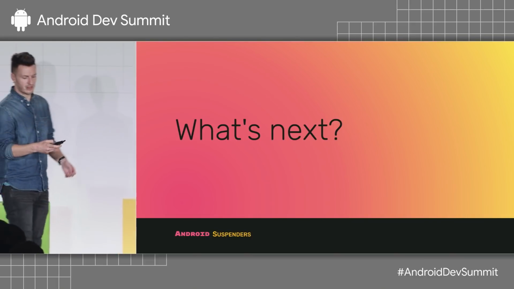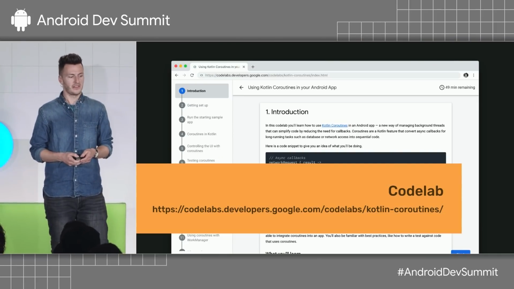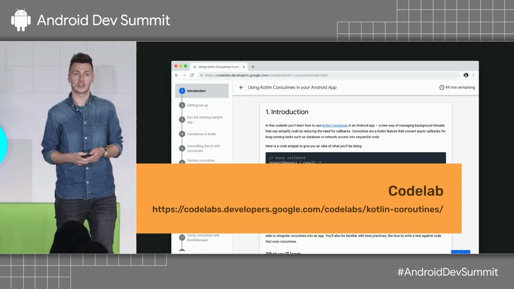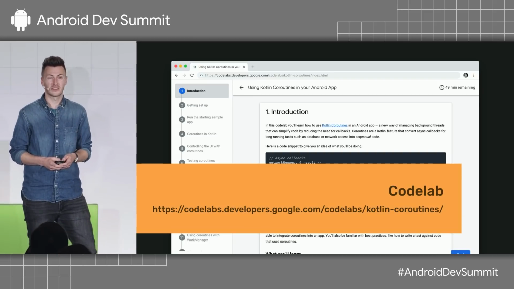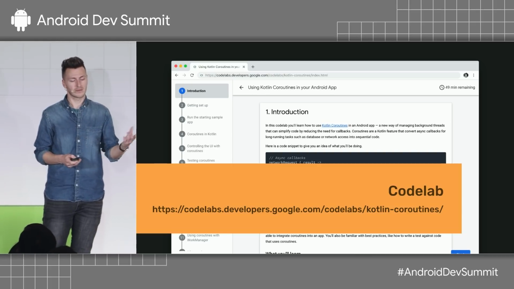Cool. So let's wrap up a little bit. What's next? What are some action items for you to do? Well, the first is that, as you saw in the keynote earlier, we have a code lab specifically for coroutines. It was released about 3 weeks ago, and it's a really good introduction into coroutines and how to actually use them in your app.